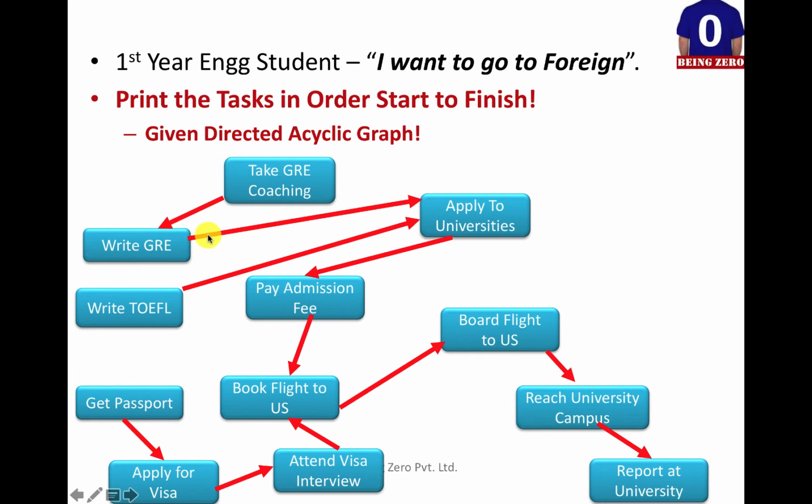So this is a directed graph, and it must be acyclic in order to complete this. Otherwise, if I say write GRE, and before writing GRE you have to write TOEFL, and before writing TOEFL you have to write GRE, if we make a cycle here, then this problem is unsolvable. We can't print an order out of it, right? So this is the problem statement. Given a directed acyclic graph, print the tasks in order from start to finish, and when we print that order, this is called topological sort in a graph.